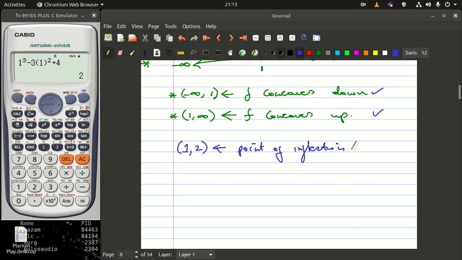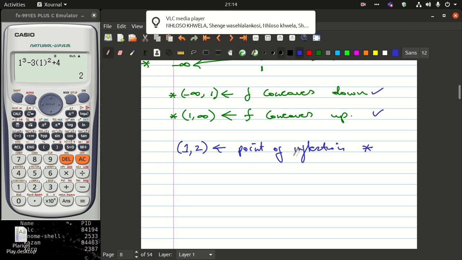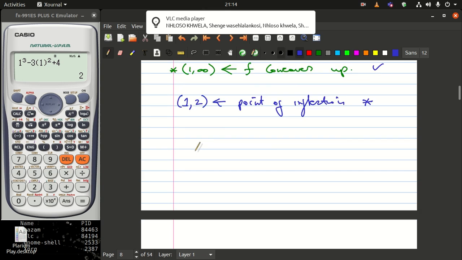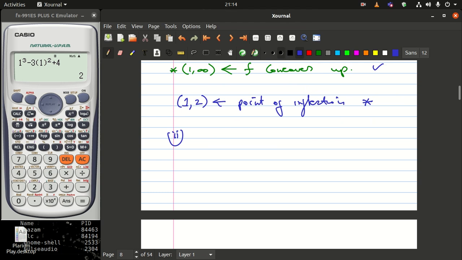Of course, the question did not ask this. I just wanted to tell you so that you know that when you want to find the point of inflection, you need to find the second derivative, and then set it equal to 0, and then you get the x coordinate, and then you plug that x coordinate into the original function. That's how you end up getting a point of inflection, and a point of inflection has an x and y coordinate. Now let us move to Roman numeral number 2.